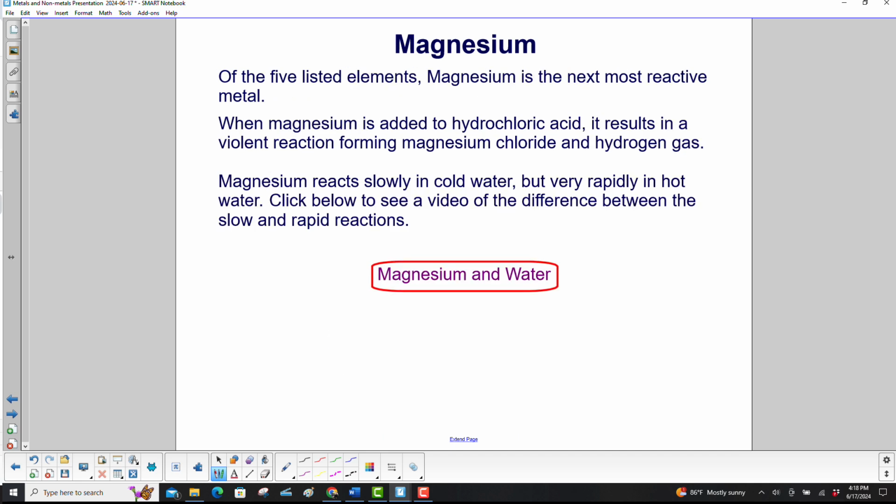Of the 5 listed elements, magnesium is the next most reactive metal. When magnesium is added to hydrochloric acid, it results in a violent reaction, forming magnesium chloride and hydrogen gas. Magnesium reacts slowly in cold water, but very rapidly in hot water. Click below to see a video of the difference between the slow and rapid reactions.